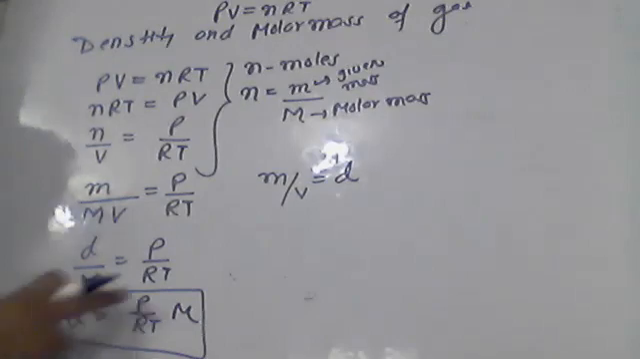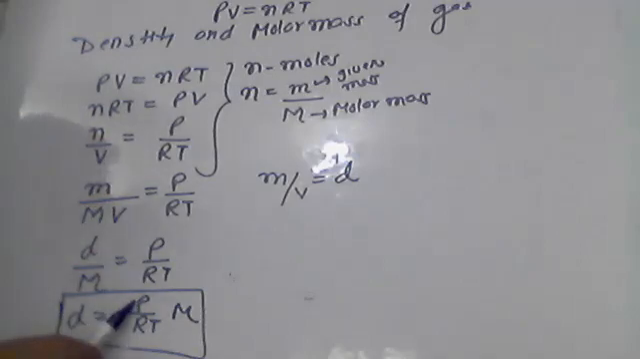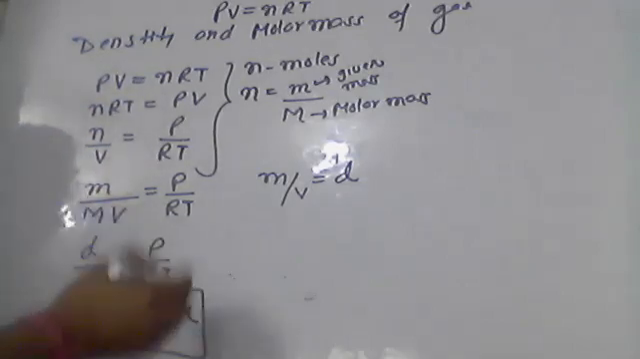Let's see it. d is the density of the gas, P is the pressure, R is the gas constant, T is the temperature, and M is the molar mass. Just see it again. d is density, P is pressure, R is the gas constant, T is the temperature, and M is the molar mass of the gas that we are going to consider.